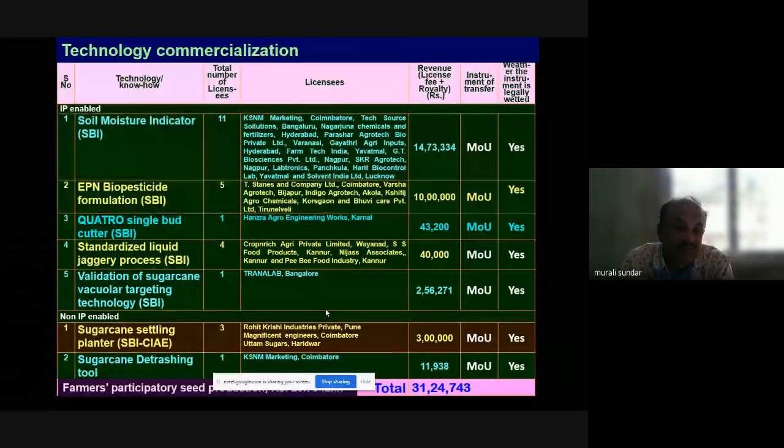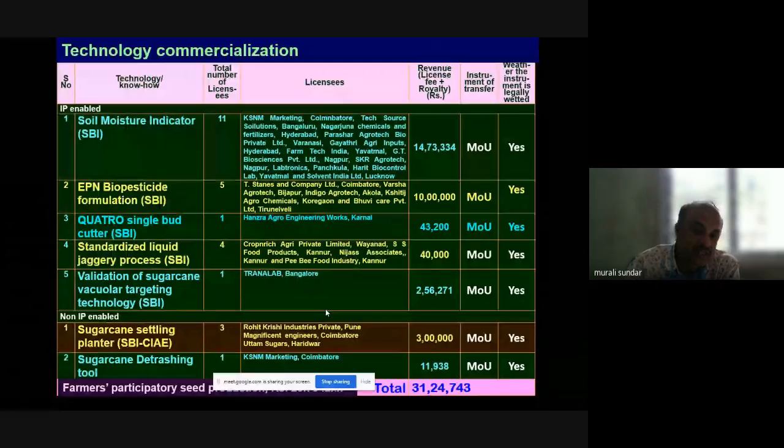Apart from that, we also have the validation of sugarcane bark targeting technology. It is licensed to Trana Lab in Bangalore, and they are working on it to have biofarming. It's a slightly bigger concept where we can produce biochemicals and biomolecules. Instead of using chemical components based on inorganic products, all the biomolecules will be produced organically through this validation of bark targeting technology.